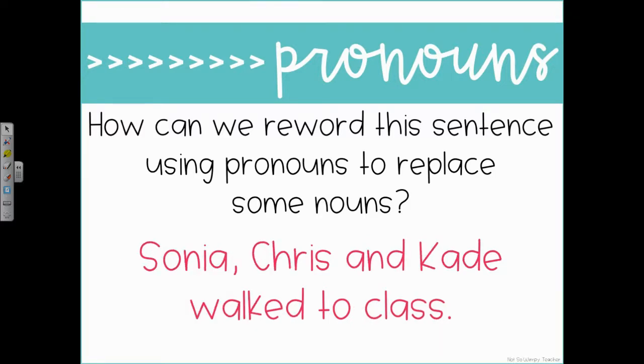Here's another example. Sonia, Chris, and Cade walked to class. How can we reword this sentence using pronouns to replace some nouns? Well, in this sentence, we have 3 people, Sonia, Chris, and Cade. If we wanted to use a pronoun to replace all 3 of those names, we could simply use the pronoun they and write they walked to class.